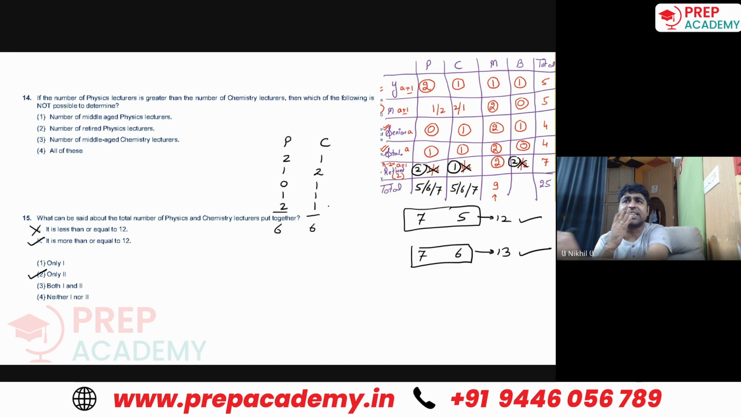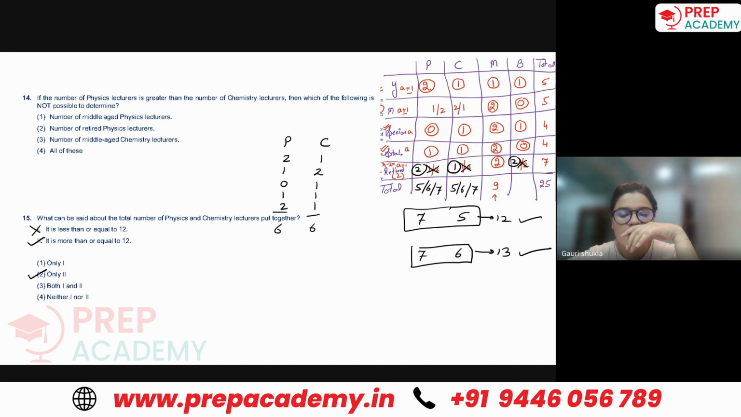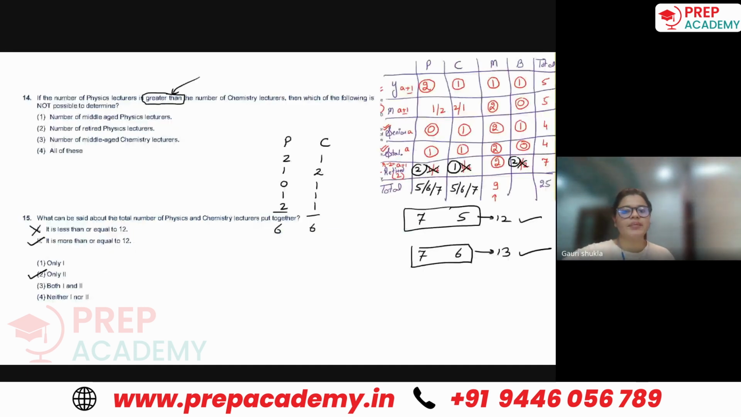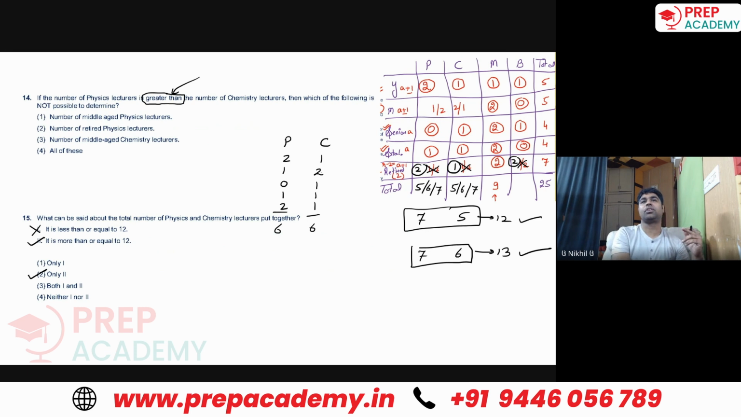Now the 6 case is possible, right? Because the condition that physics is greater than chemistry is not there. Yes, but that was for question number 14, we leave it there only. For this, it's not applicable now. Very good. Is this the first case? Right, the second case of physics and chemistry.